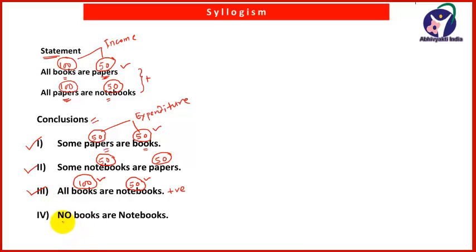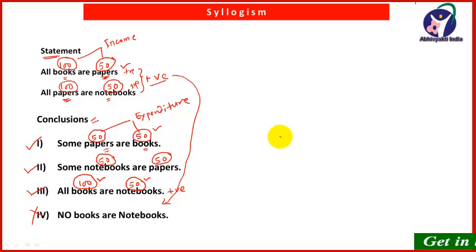Now check the fourth option. No books are notebooks. Here books and notebooks we get in two statements, so we will have to connect these two statements. This is a positive statement, this is also a positive statement, and so the conclusion will also be positive. But the conclusion here is negative, and since the conclusion is negative, it will not follow. So the first, second and third will follow and the fourth will not follow.